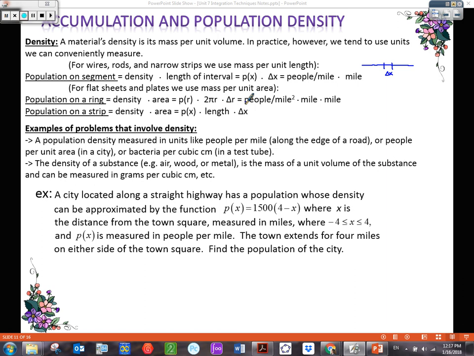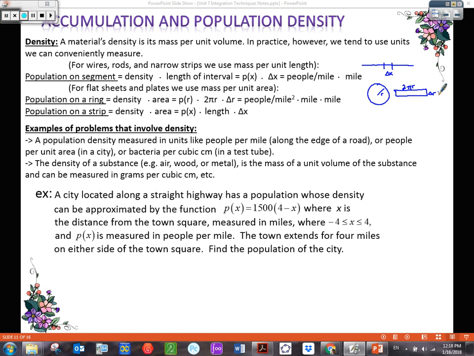So if we're looking at a ring, let's think about this like a circle. Let's say our population exists in a circular area. This would be our radius. If I wanted to take one of these circles and cut it open and open it up, it would look like this, with this length being 2 pi r. That would be the length. If I take a strip of the circle, cut it open, that's the circumference, right? And then this part would be delta r.